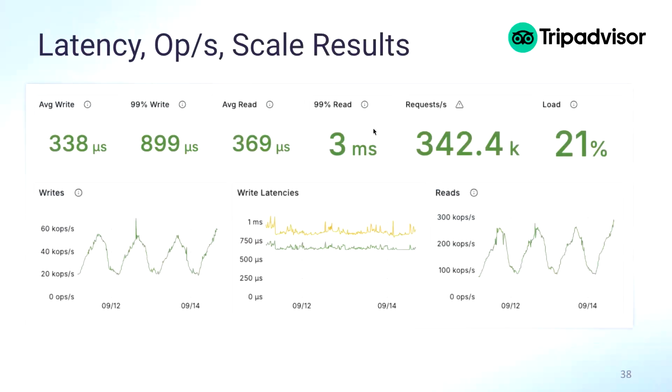All right, and this is the monitoring dashboard from TripAdvisor. So they're running, in this example, 342,000 queries per second for their feature store, and they're doing it with a P99 write latency of less than 1 millisecond, which is quite amazing, and a P99 read latency of 3 milliseconds. Okay, so it's running very fast, very efficient.